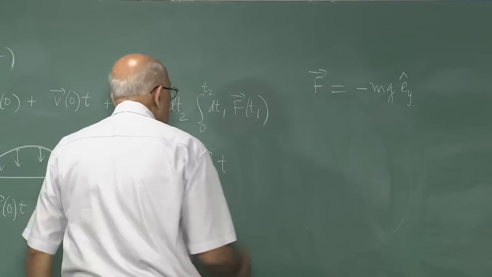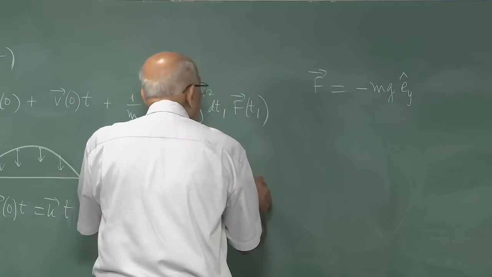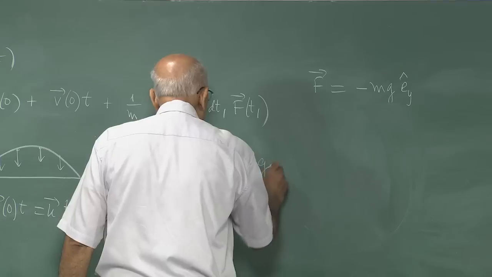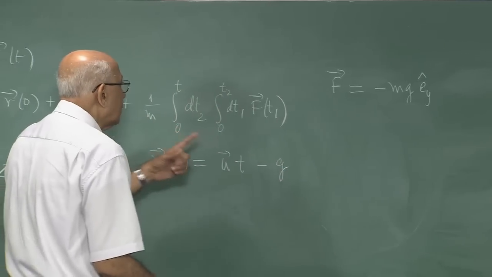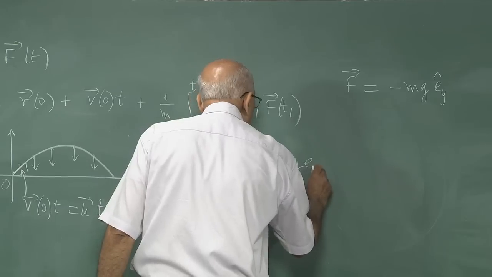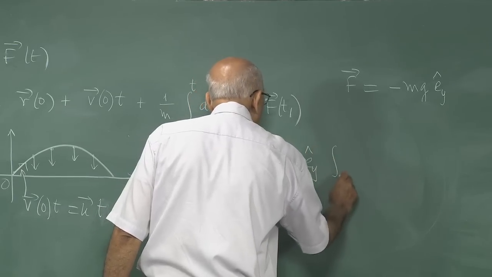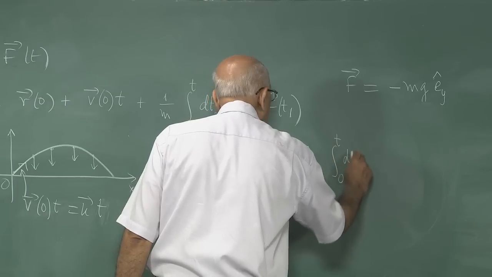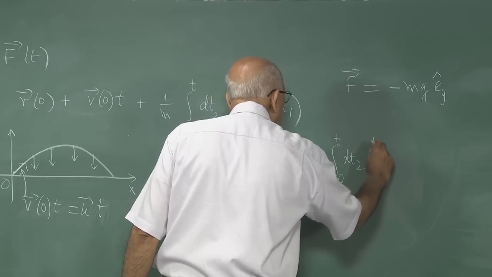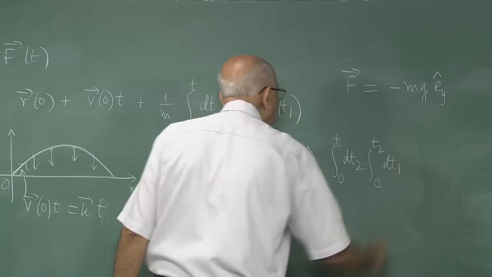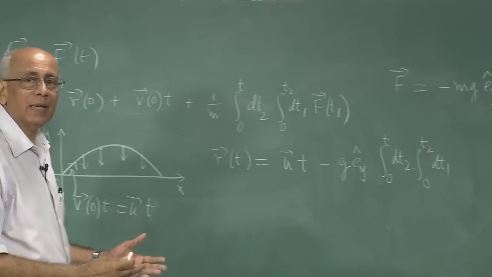Okay. So this is equal to minus, and the m cancels out, the g comes out altogether, and you have an integral, and the e sub y comes out also, and you have an integral 0 to t dt2, 0 to t2 dt1 times 1, and that is it.